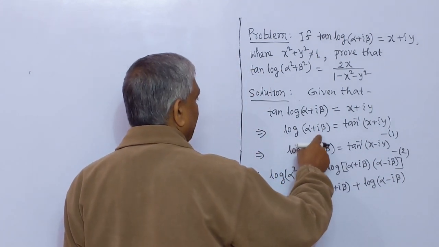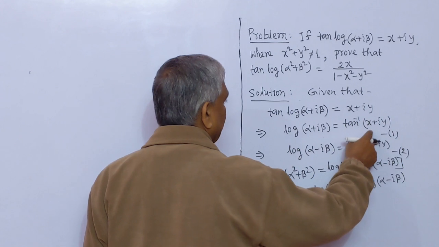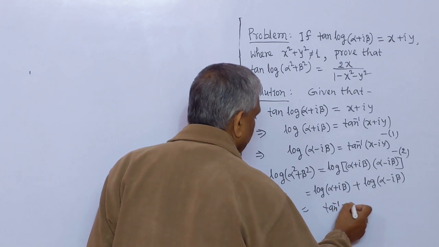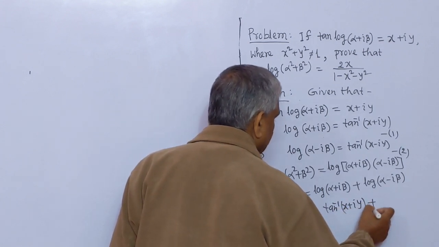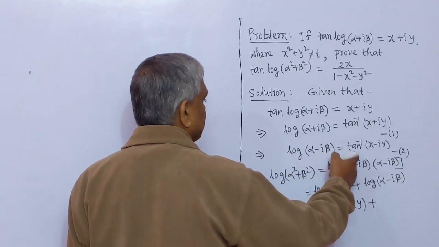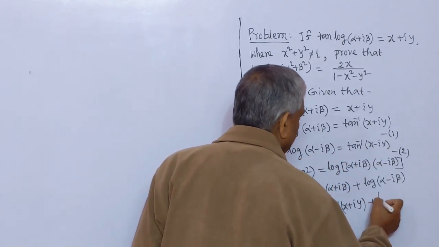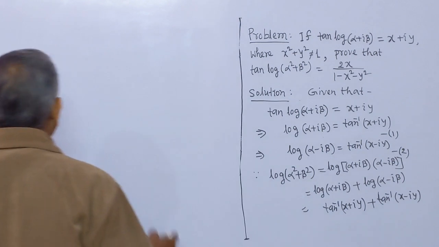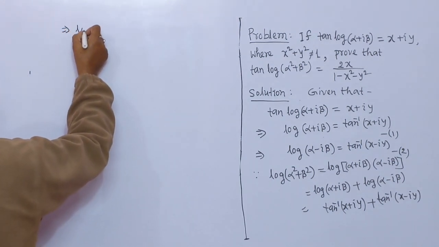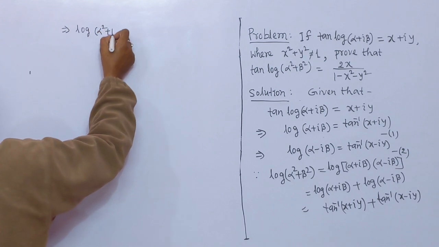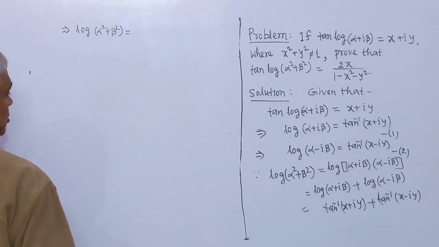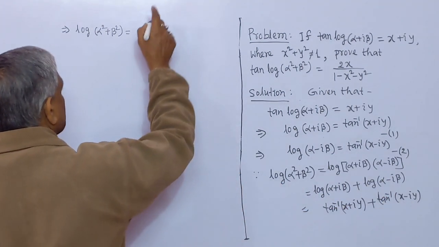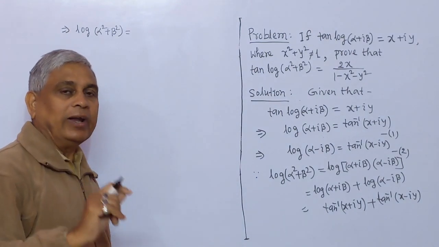Here log(α + iβ) equals tan⁻¹(x + iy). We write tan⁻¹(x + iy) plus, here log(α − iβ) is tan⁻¹(x − iy). This implies that log(α² + β²) equals tan⁻¹x + tan⁻¹y, which is tan⁻¹((x + y)/(1 − xy)).